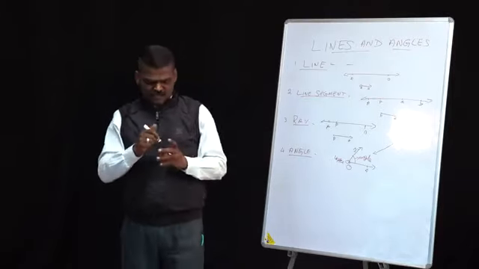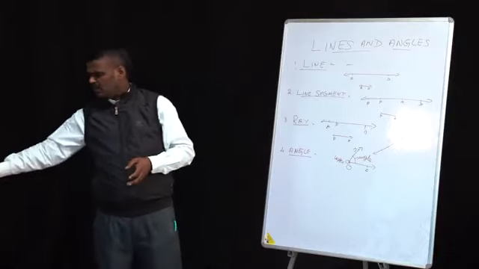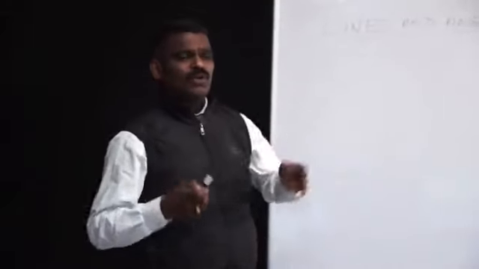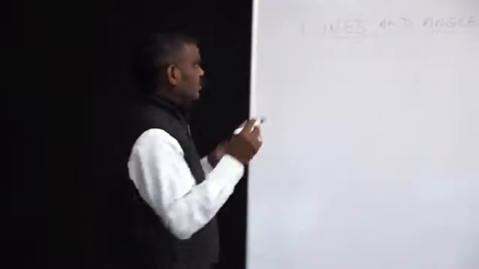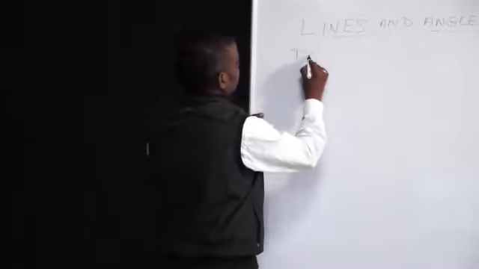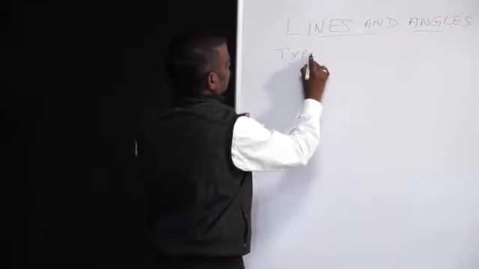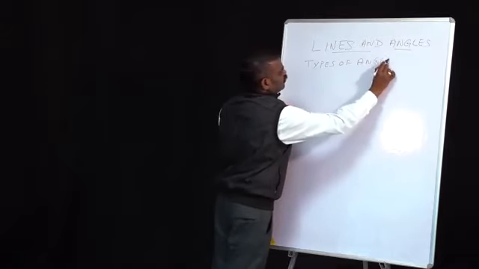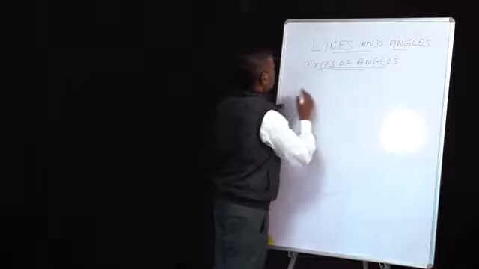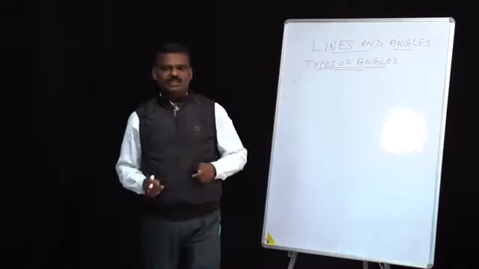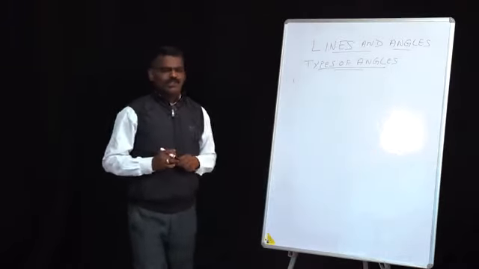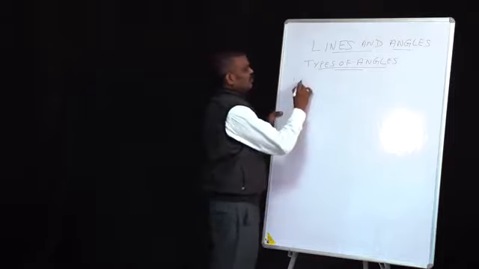Is it clear? Now, we will go a little further. These are the basic points, we will go a little further. Now, we are going to learn more about angles. First, we will learn about types of angles. There are different types of angles. Let us learn one by one. First, we are going to learn about acute angle.